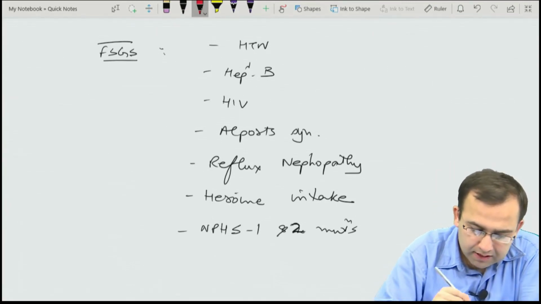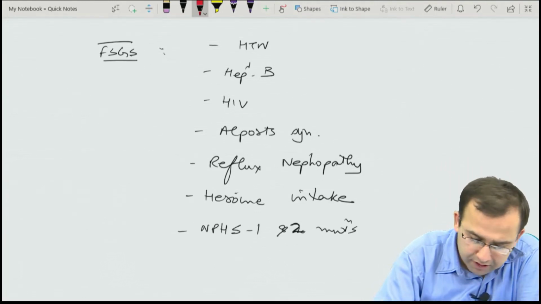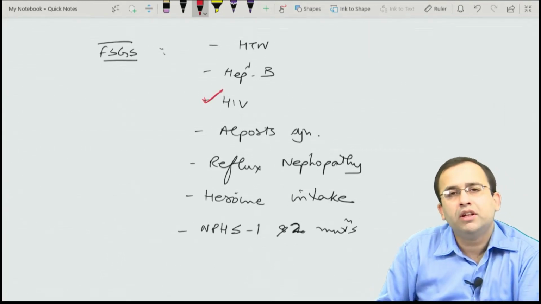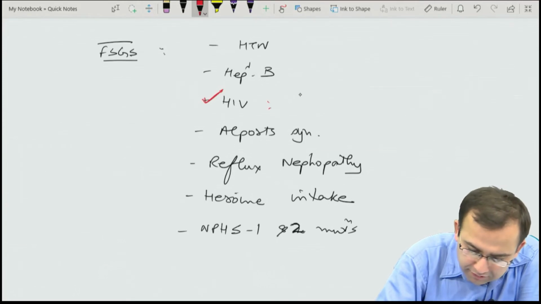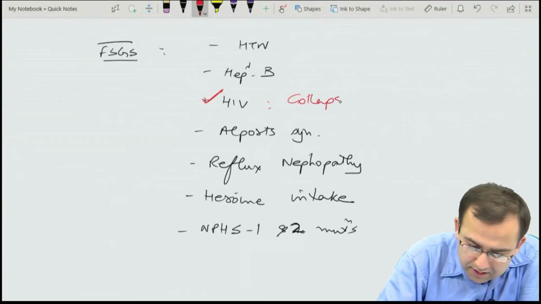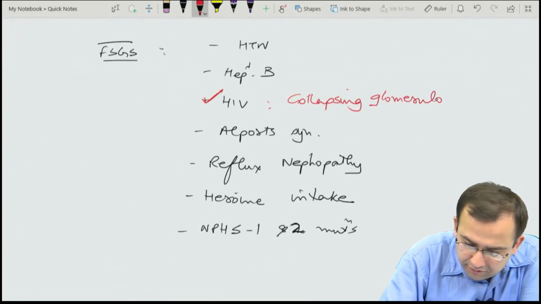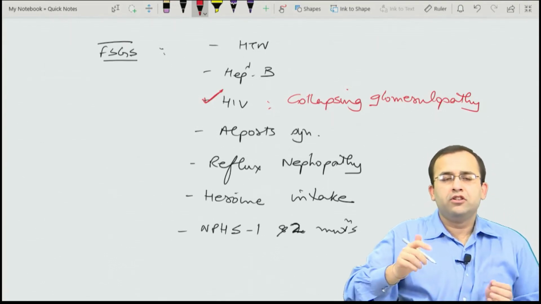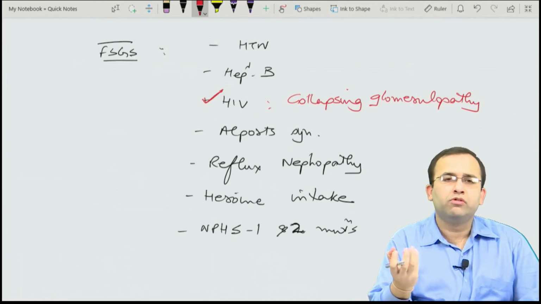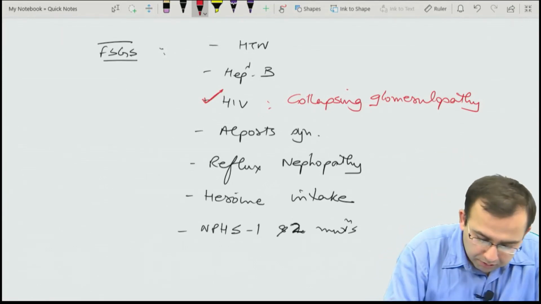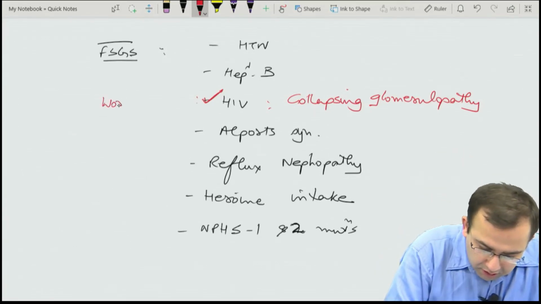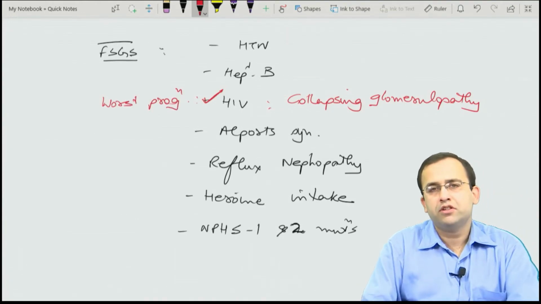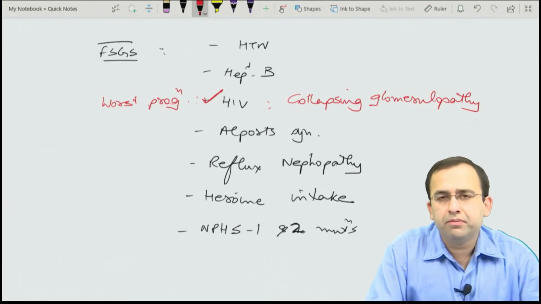Now, out of these, which is the worst prognostic FSGS? The one associated with HIV. And this has a fancy name called collapsing glomerulopathy. Easy to remember: the patient went to have some fun but his whole world collapsed around him. Collapsing glomerulopathy, which is the worst prognostic FSGS. This is your baseline knowledge.